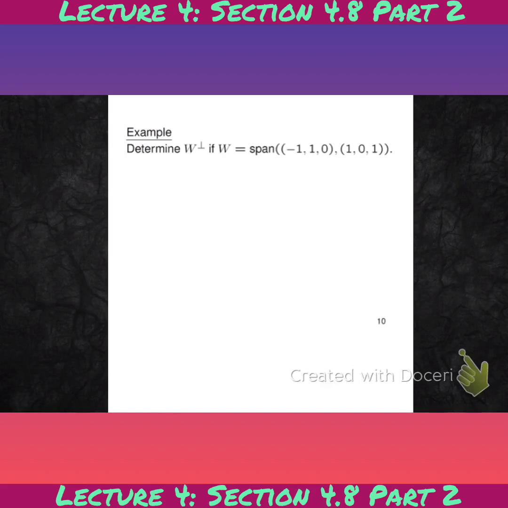Right, so before we carry on, it might be worthwhile just to also look at a quick example. Let us find the orthogonal complement of W, and W is just given as the span of those two vectors, so it's all the linear combinations of those two vectors. So this is a very simple process.